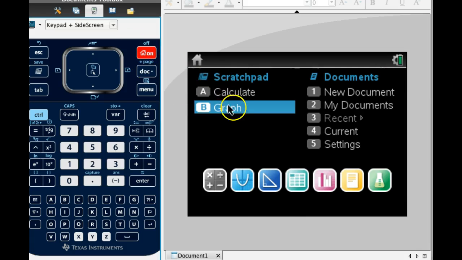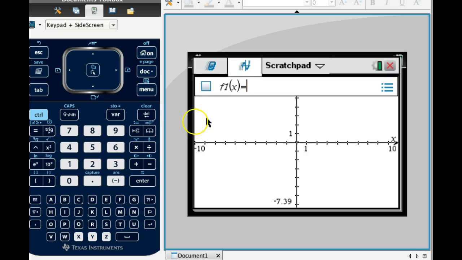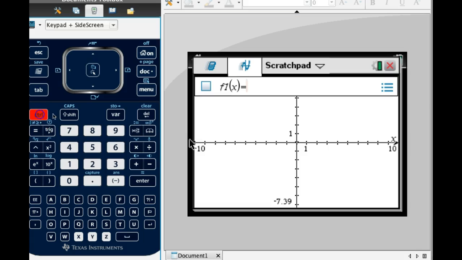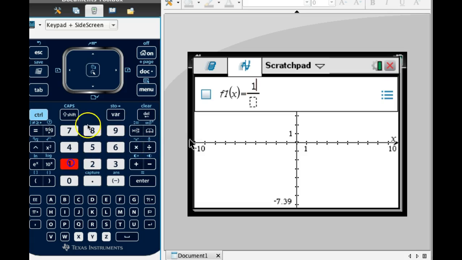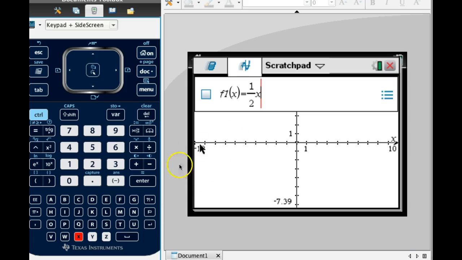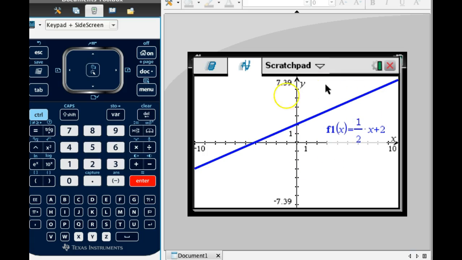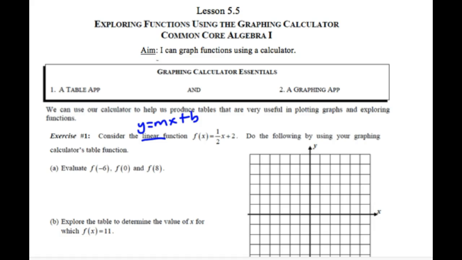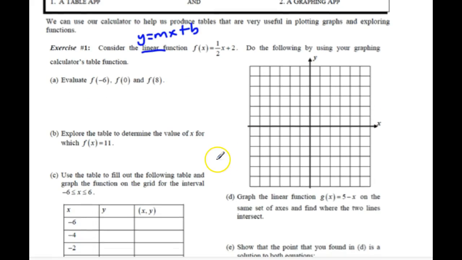Go back to home and then go back to graph. Our function was half x plus 2. Remember how to enter a fraction: control, division, 1, go down, and enter 2, come out. Then x. So I want to do half x plus 2 and hit enter. You should see a line that looks like this. This line is what we're going to sketch over on this graph right here.